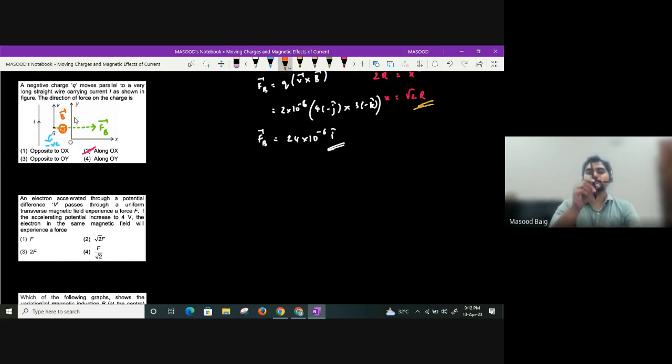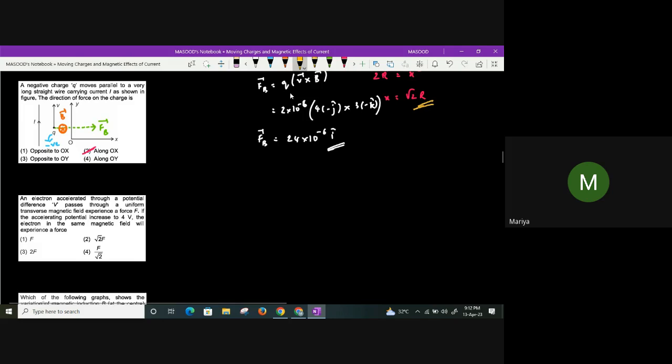It has velocity upwards, and the magnetic field is inwards. If I do V cross B, I am going to get negative x. But because it is a negative charge, I need to reverse this direction. I am going to get the force along OX, beta. Clear everyone? Yes or no? Yes, sir. Let us see the next question.